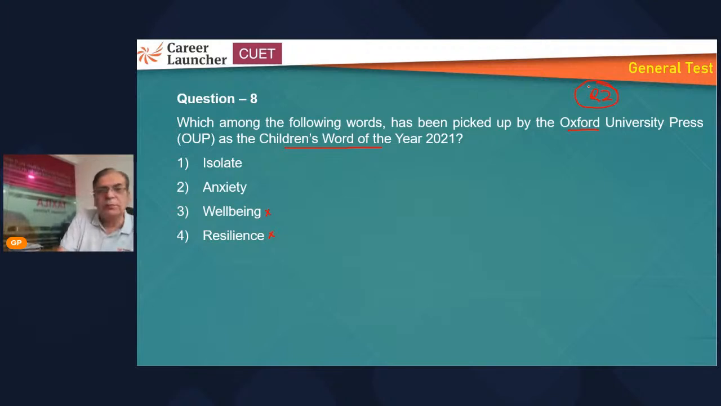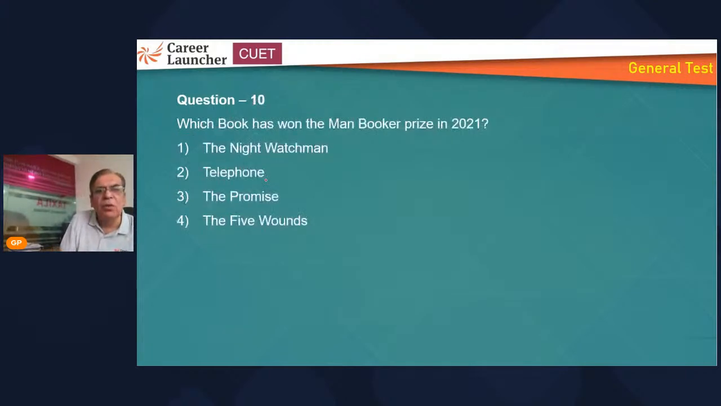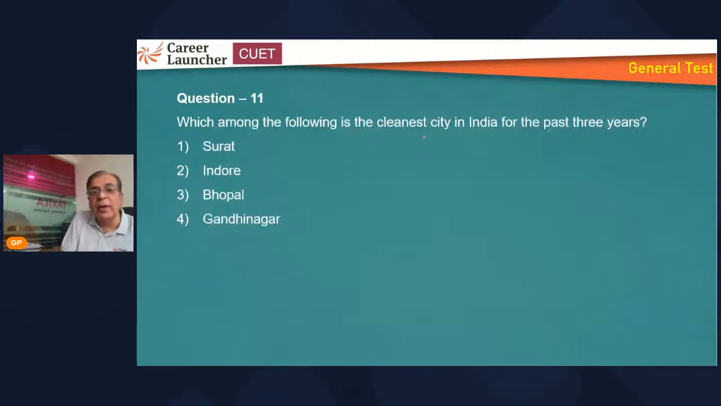What is the current repo rate announced by RBI in May 2022? No idea. Leave it. Move on. Which book won the Man Booker Prize in 2021? Night Watchman, Telephone, Promise. No idea. Move on. Which among the following is the cleanest city in India in the past years? Indore. I am very sure about it. So question number 11 again I have been able to answer.